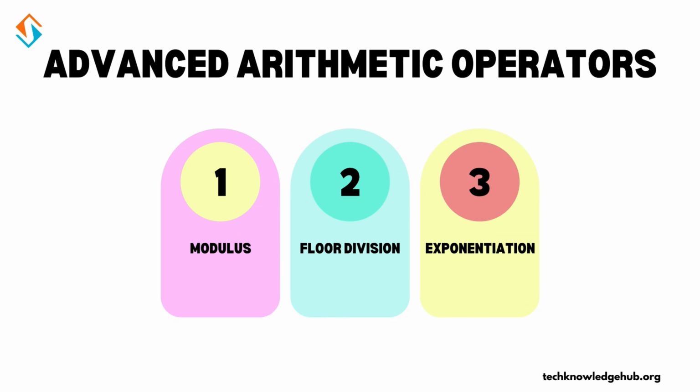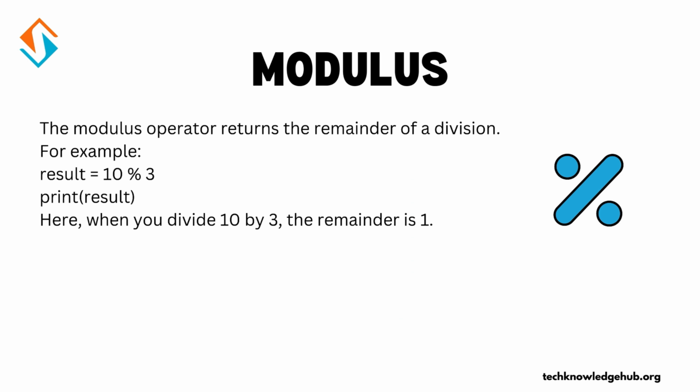Now, let's take a step further and explore some advanced arithmetic operators that are extremely useful in certain scenarios. First is modulus. The modulus operator returns the remainder of a division. For example, result equal to 10 modulus 3, then print result. Here, when you divide 10 by 3, the remainder is 1.